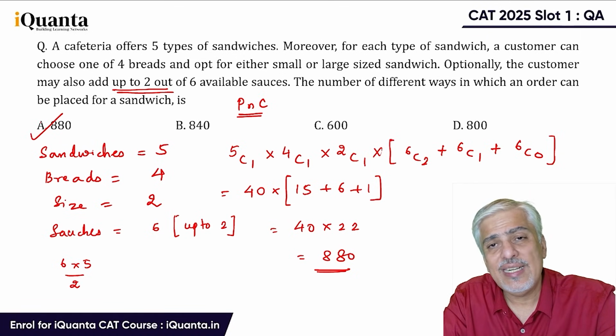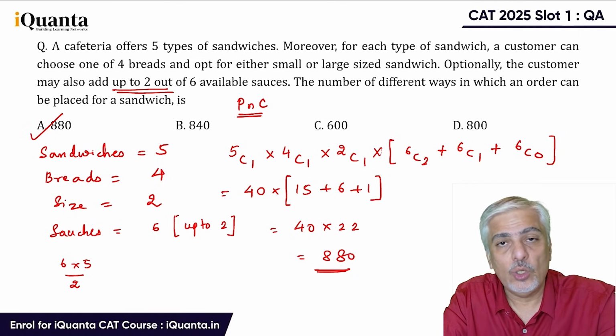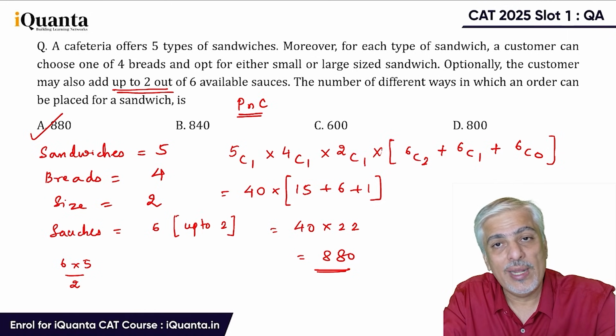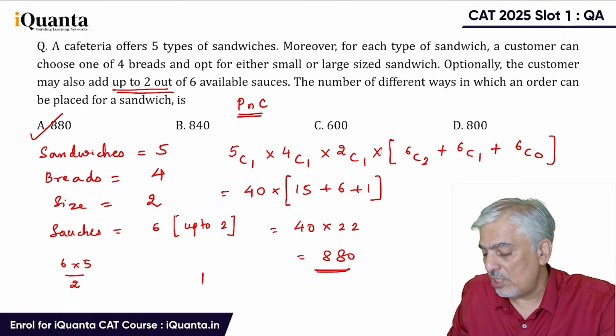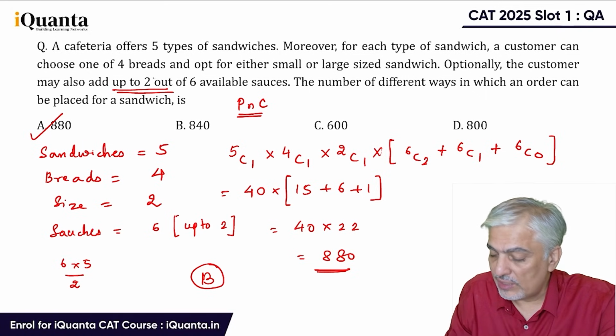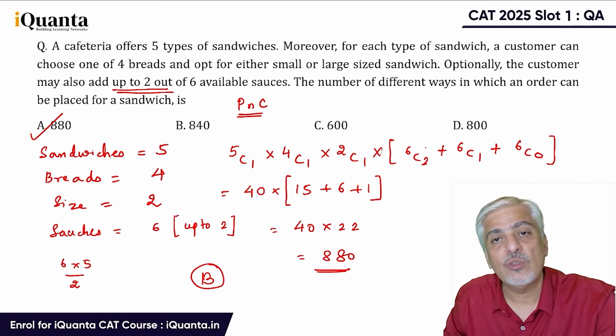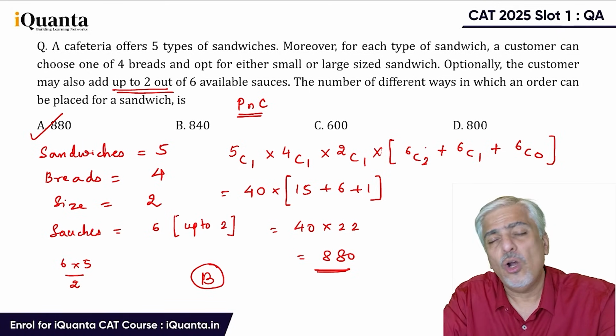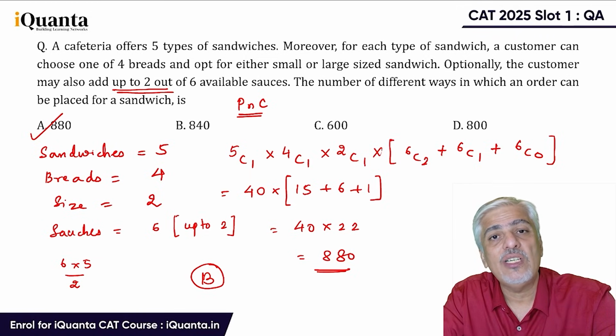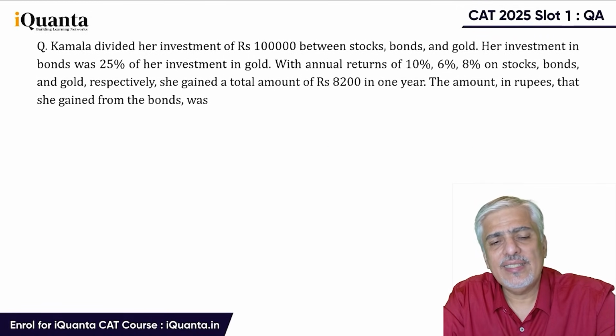So I would say it's an easy question from PNC. A lot of students who had studied PNC well would have got it, but I would still not call it an A. It is a B because of this up to part also, where a lot of students would have maybe made an error. Not a very difficult question, but still not a very straightforward question. Let's have a look at the next question.